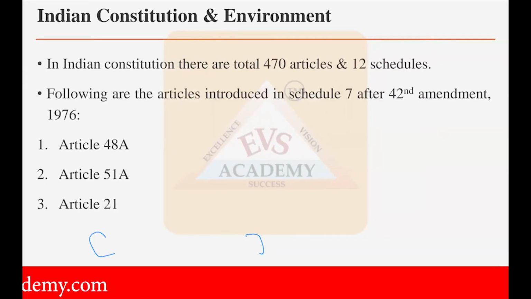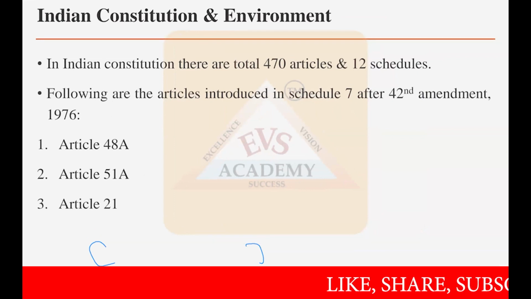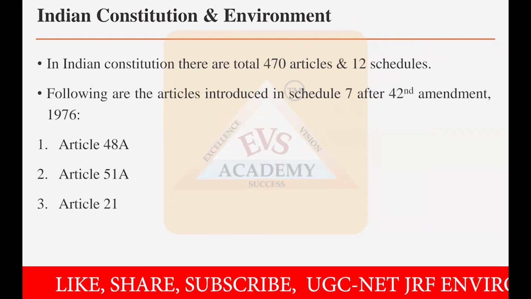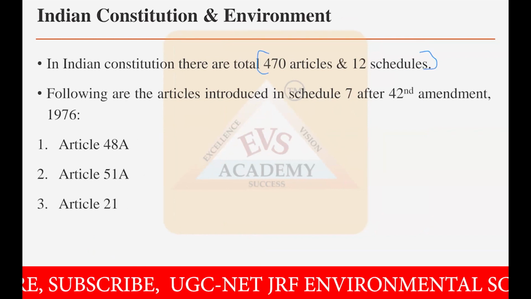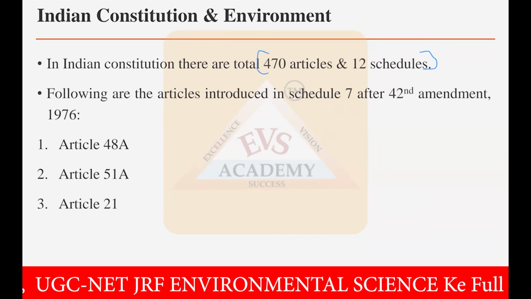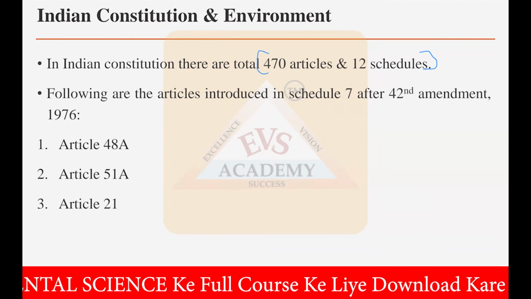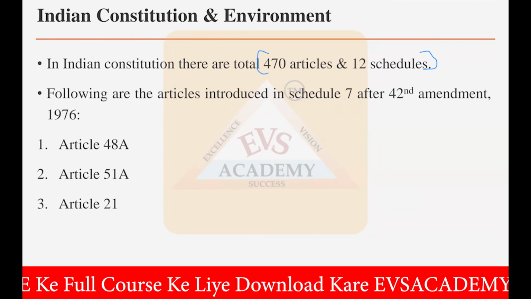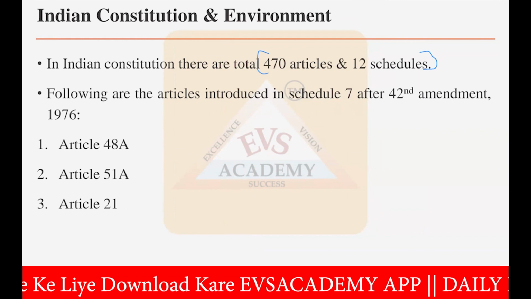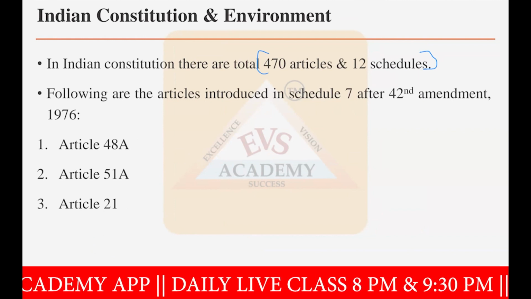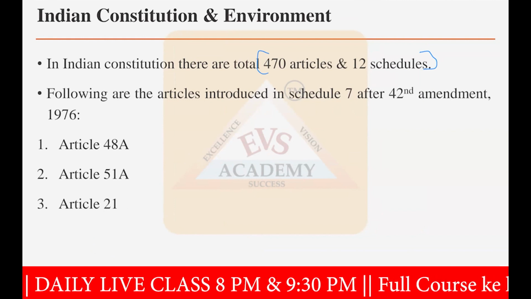Now I'm starting the laws and acts in the environment. So let's talk about the Indian Constitution. In the Indian Constitution, there are a total of 470 articles and 12 schedules. This number is not generally asked, but again, I have included it here in the case of laws and legislations, because in laws and legislations, the main thing we have is the Constitution. Whatever is written in the Constitution, we have to follow it as a law.